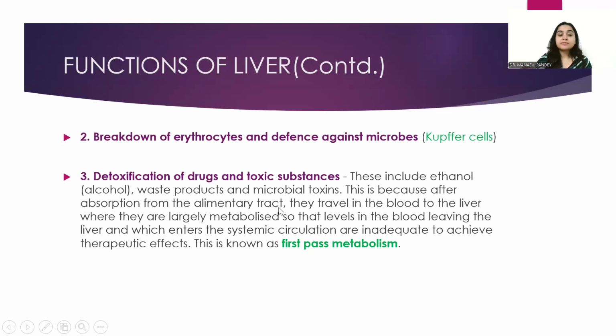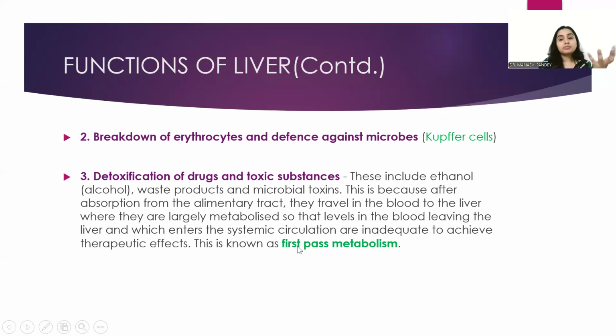This is because after the absorption from the alimentary tract, they travel in the blood to the liver where they are largely metabolized so that the levels in the blood leaving the liver and which enter the systemic circulation are inadequate to achieve the therapeutic effect. This is also known as first pass metabolism. So, this is a very interesting concept.